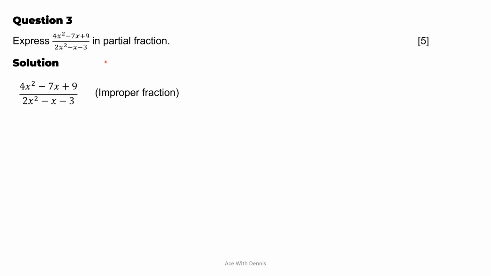The reason is because the largest power of x in the numerator and the denominator are the same, both are squared here. So what we need to do is long division to change it into a proper fraction. So for long division, the dividend is 4x squared minus 7x plus 9. The divisor is 2x squared minus x minus 3. So 2x squared times 2, we get 4x squared. Then continue with 2 times negative x, we get negative 2x. Negative 3 times 2, we get negative 6.